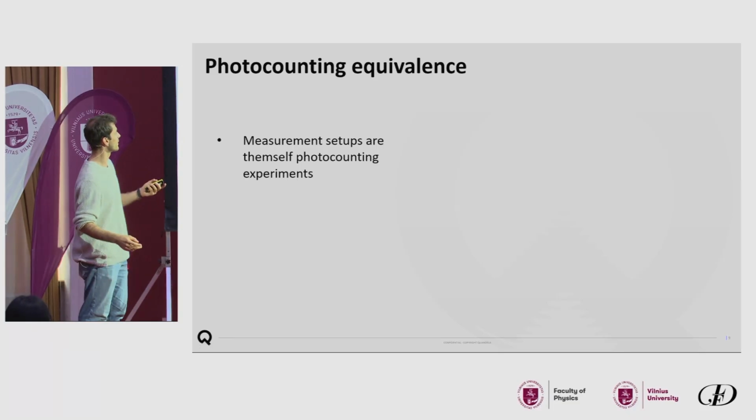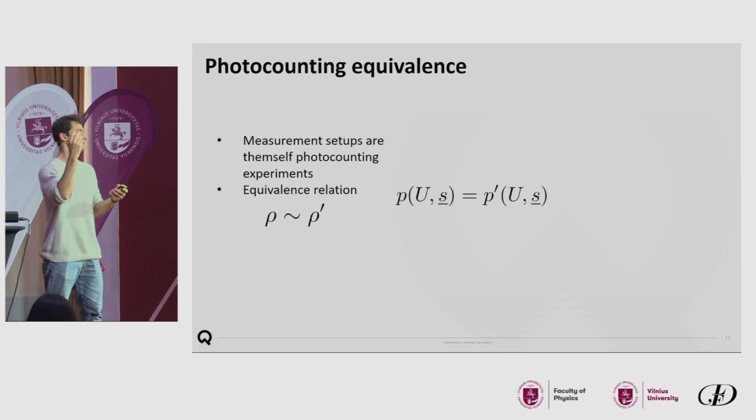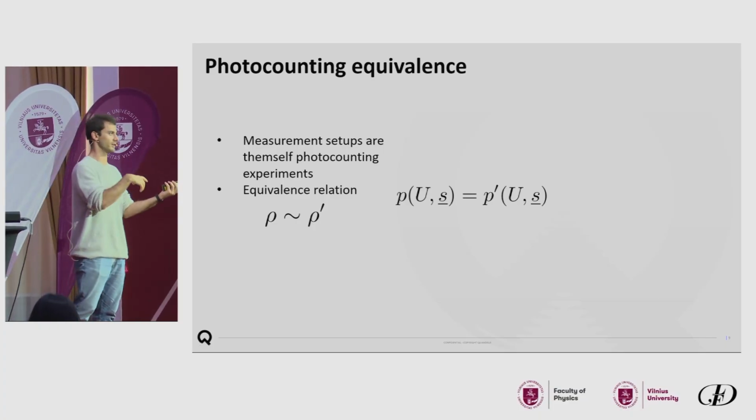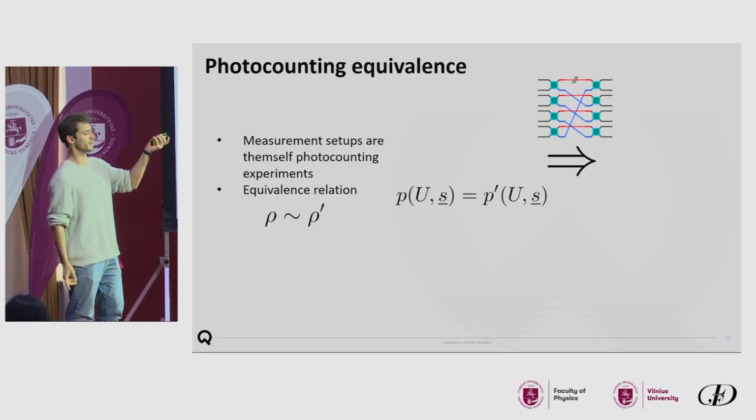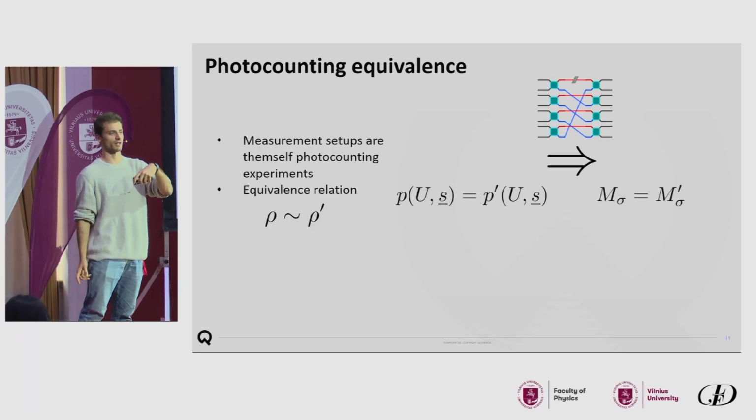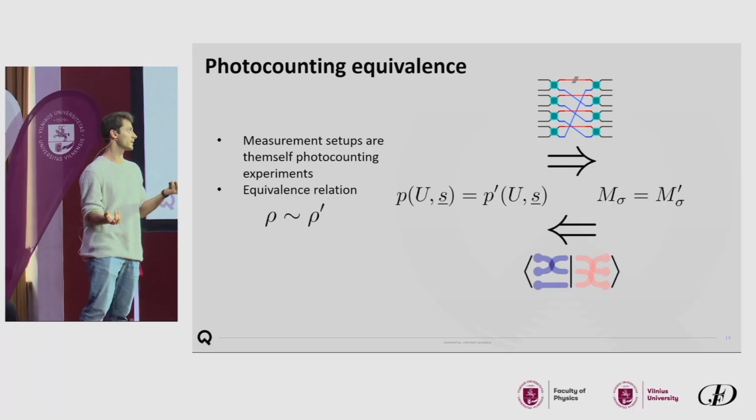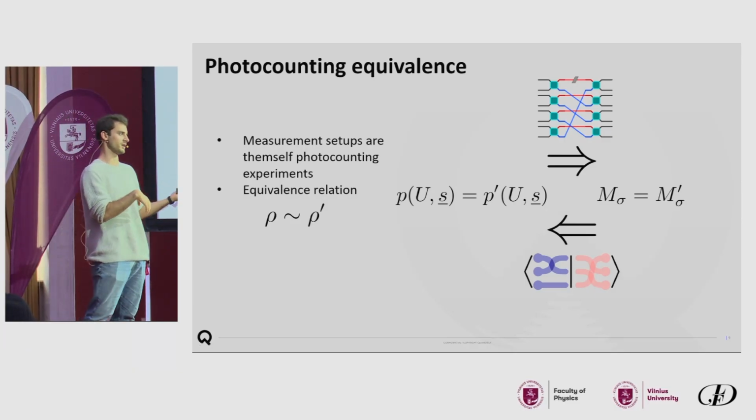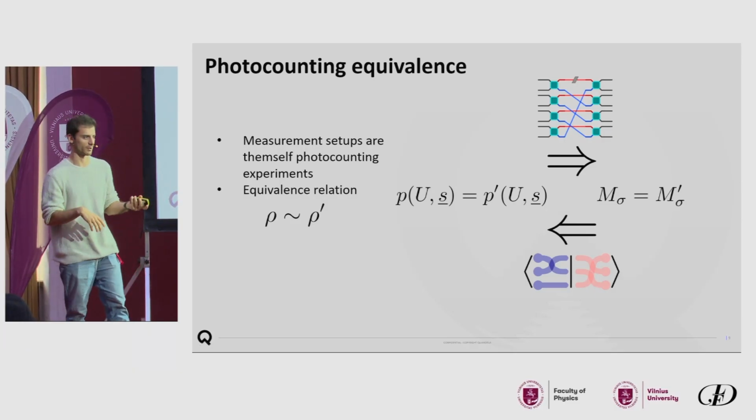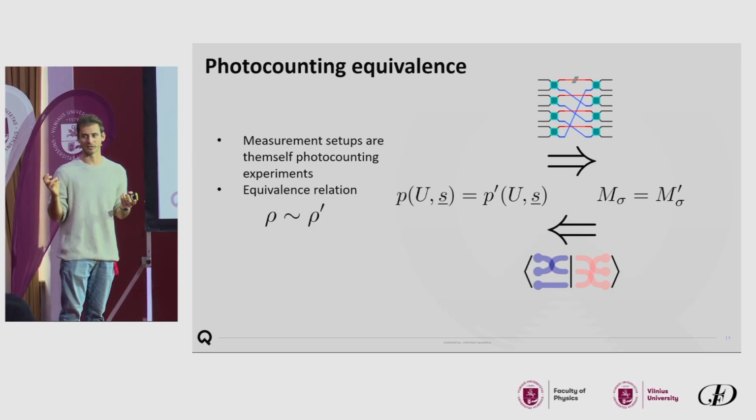So we can set up a very powerful equivalence relation between states. If two states share the same exact photon counting probabilities for all interferometers and for all outcomes, then they will do so for our measurement setup. And thus we'll be able to check if they have the same exact symmetries. If they share the same exact symmetries, then through the path overlap formulas, we can directly show that they will produce the same photon counting probabilities for all outcomes and for all interferometers. So these two states can legitimately be called photon counting equivalent.